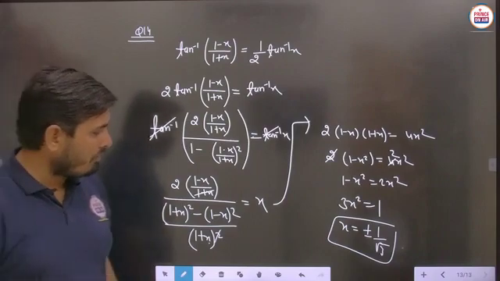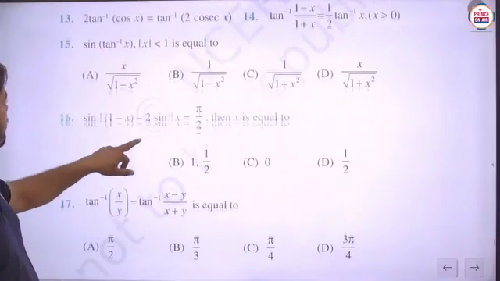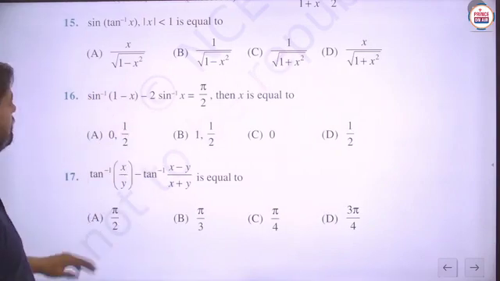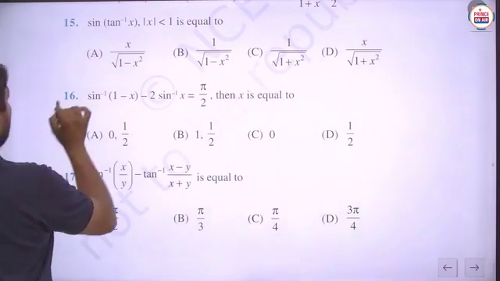Next, question number 15 we are taking. Before that, pause the video to note it down. Next question number 15, you can check again. It is an objective question, so directly you can just provide the answer, no problem. Here you can just do the simplification.